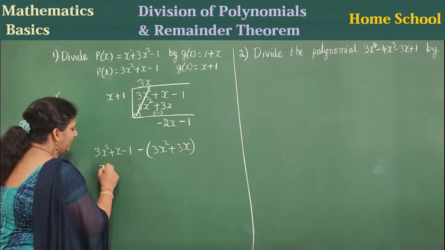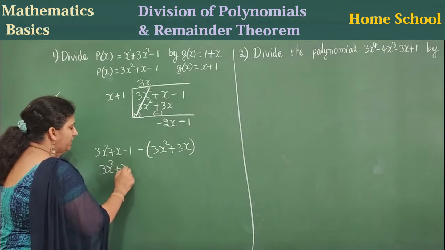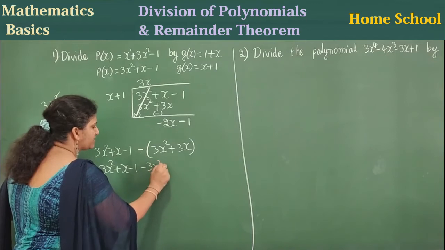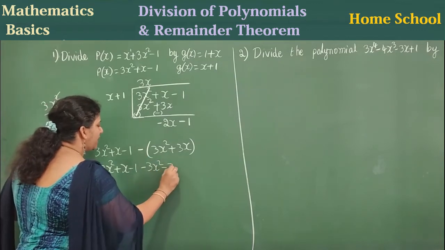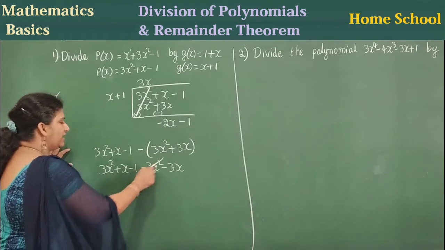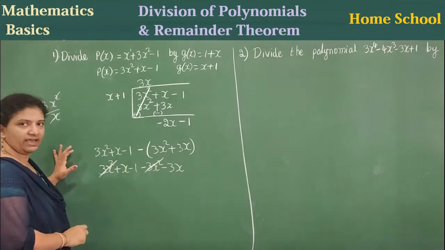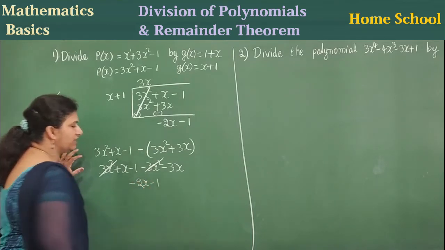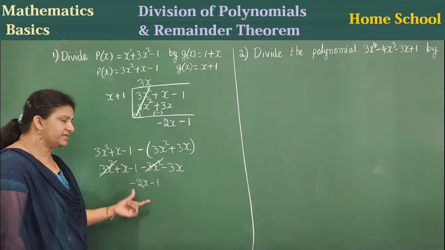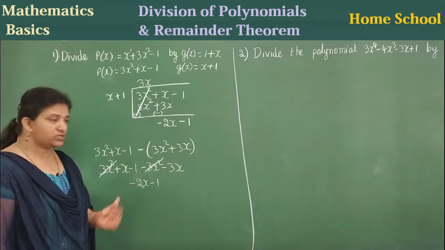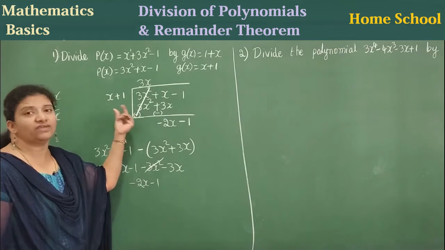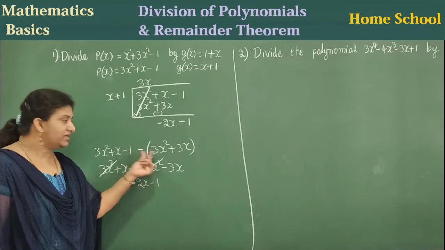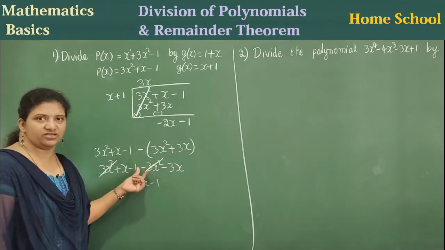Now remove from brackets. 3x square plus x minus 1, minus into plus, minus 3x square, minus into plus, minus 3x. So minus 3x square, 3x square cancel. X minus 3x will be minus 2x minus 1. So observe here, like this if we do, same answer we get. So why we are changing sign, this is the reason. When we subtract, the signs will be changed.